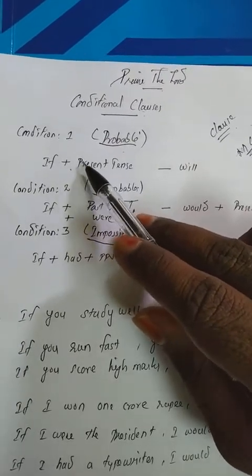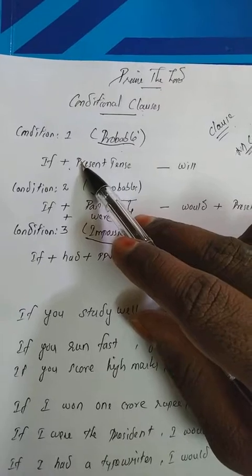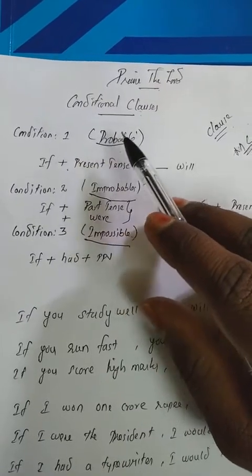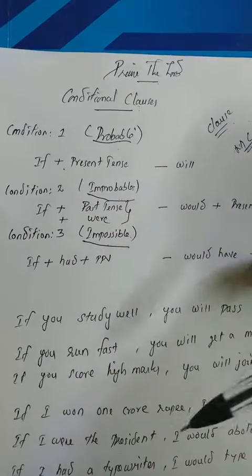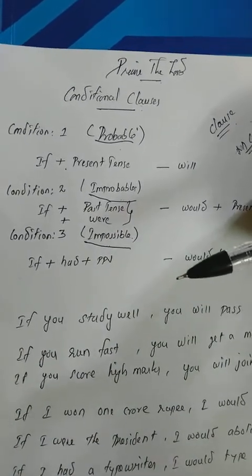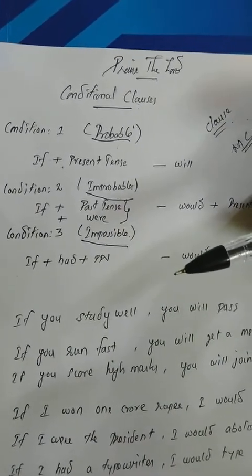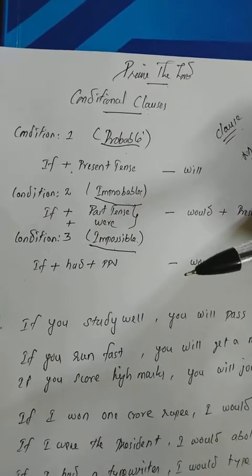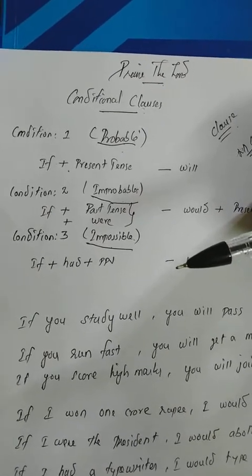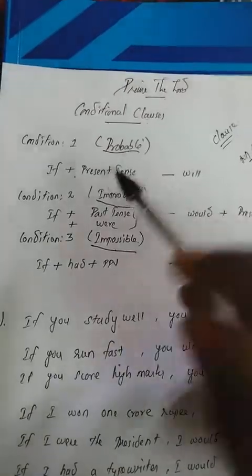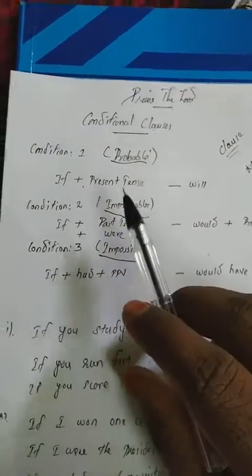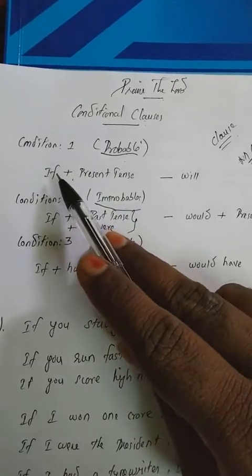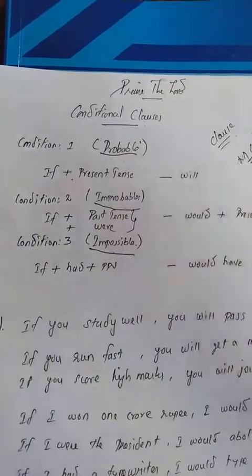Okay. So how will you identify whether the given sentence is in the probable condition, improbable, or impossible condition? It is very easy, right? You have to identify certain words and certain tenses. If you identify certain tenses and certain words, you can easily find out whether the given sentence is probable, improbable, or impossible. Fine. Okay, so first, the probable condition.